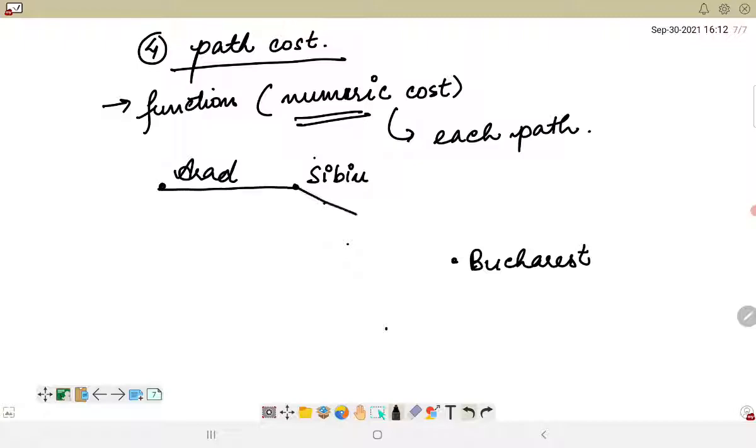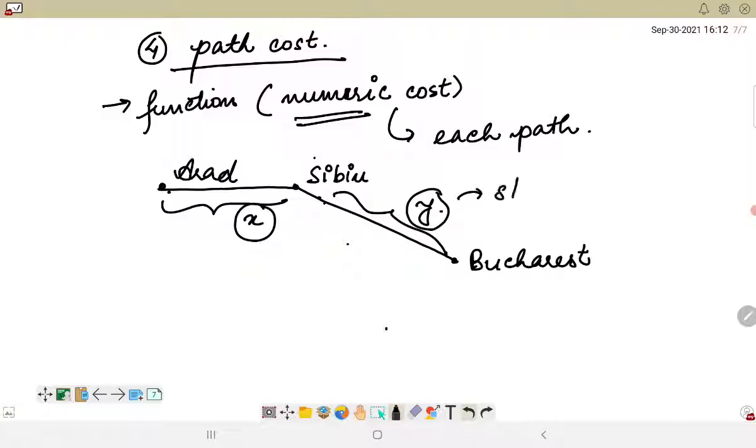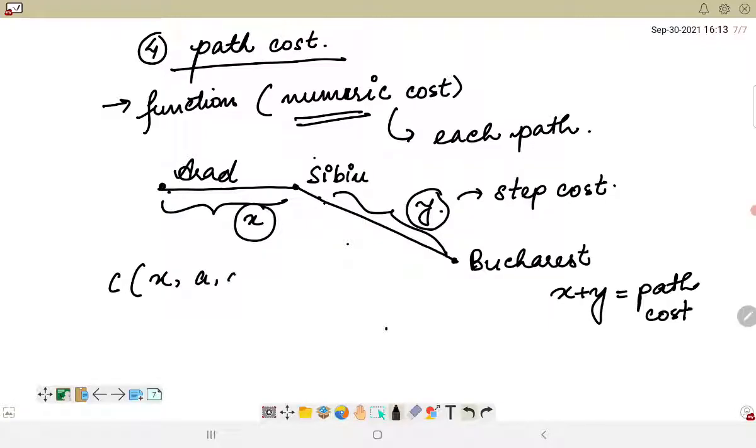It is broken down into multiple steps, and from here to here there will be a numeric value x, from here to here a numeric value y. So this is the cost of reaching Arad to Sibiu, and this is the cost of reaching Sibiu to Bucharest. Since we have broken it down into steps, this is also known as the step cost. However, your path cost will be the collection x plus y. So x plus y gives you the path cost. How do we represent this step cost? It is denoted by c(x, a, y).